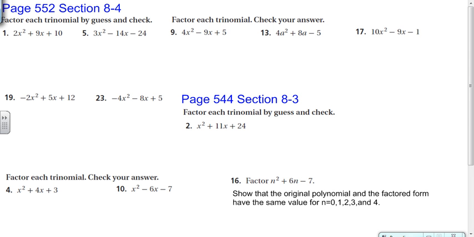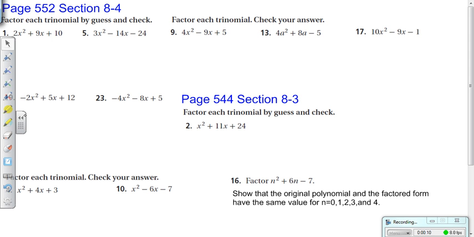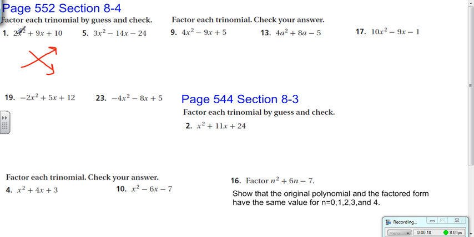Number one, you have to factor each trinomial by guess and check. There's more than one way you can factor. I'm going to do the Korean method. So you set it up with this thing that kind of looks like a multiplication symbol. And you say, what can I multiply to get the first term? So that's a 2. The only thing I can do is 2 times 1.